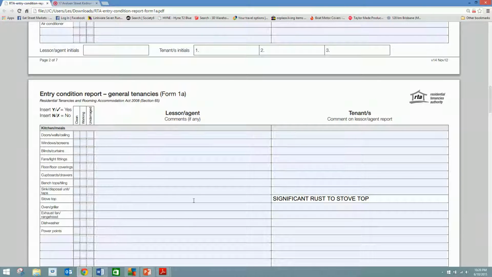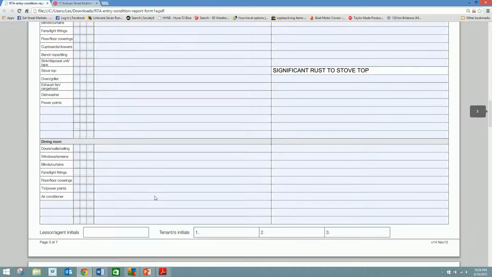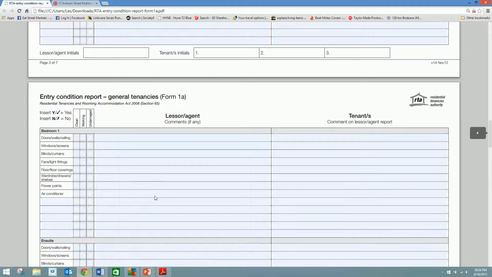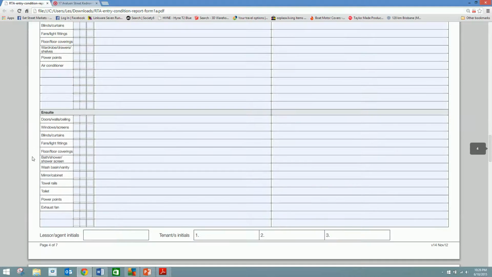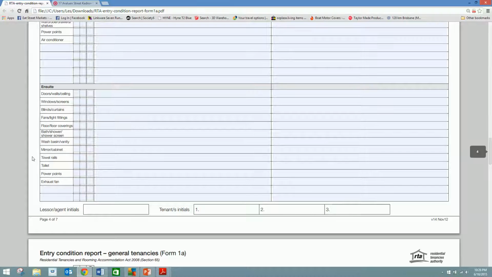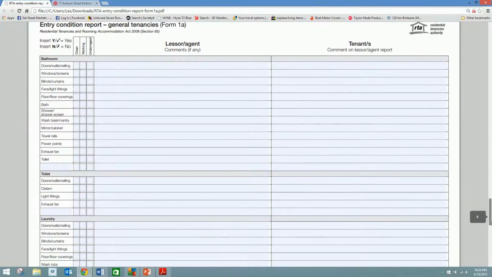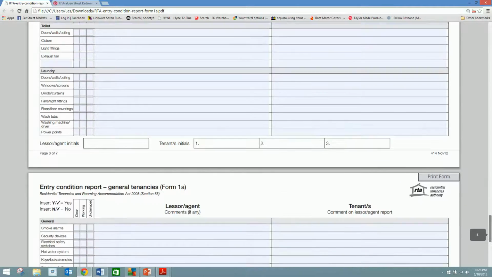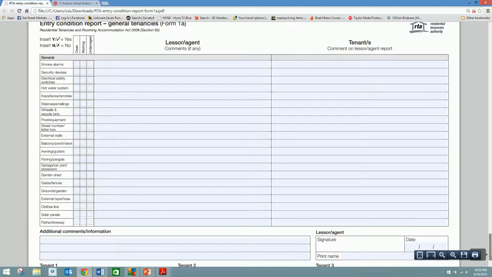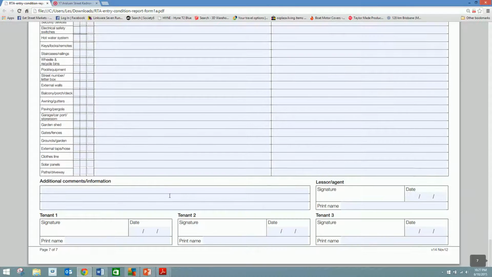Make sure that you take photos. So this is something that you have to do really meticulously when you move into a house to make sure that you protect yourself when you want your bond back. So it's quite lengthy. Laundry, general. All rental properties should have smoke alarms and they should be serviced. Okay, and then you sign at the end of it. So that's an entry condition form.